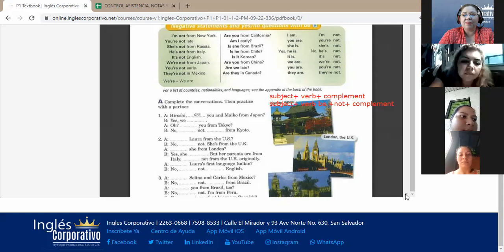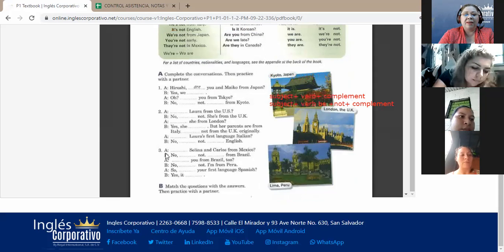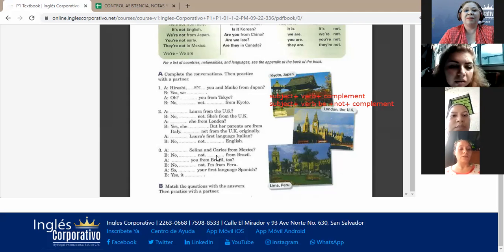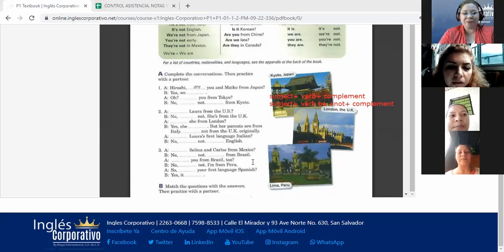All right, let's look at number three. Are Selena and Carlos from Mexico? No, they are not. They are from Brazil. Correct, correct. They are from Brazil.